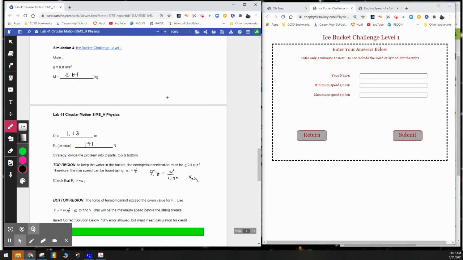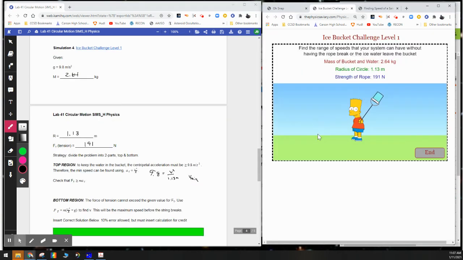Simulation number 4 is the ice bucket challenge. In this problem, they're asking us, first, what's the minimum speed that this can go in a circle so water does not come out, or fall out, and second, what's the maximum speed at which the string will not break at the bottom? So we have to consider two cases here, the top and the bottom region.